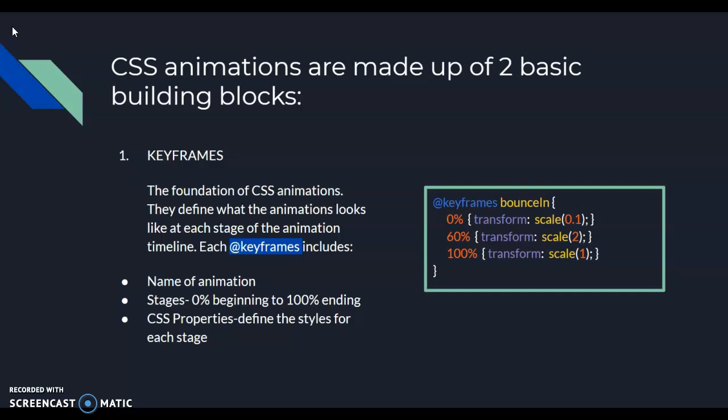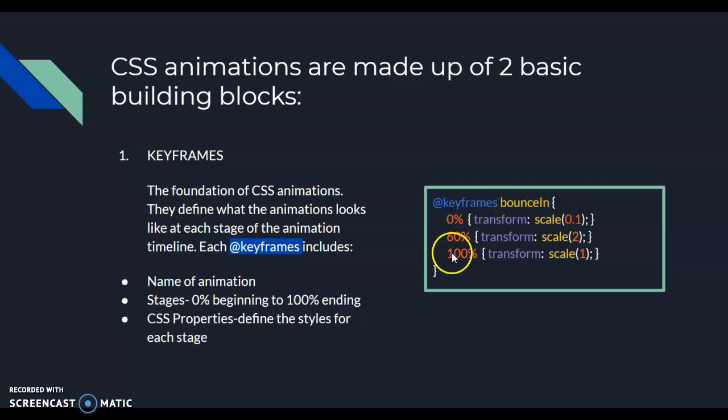CSS animations are made up of two basic building blocks. First is the keyframes. These are the foundations of CSS animations. They define what the animation looks like at each stage of the animation's timeline. The @keyframes rule includes the name of the animation, the stages shown as percentages, and the CSS properties for each stage. So here you can see the name for this keyframes is bounce in.